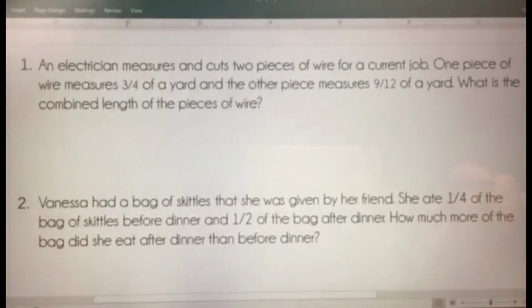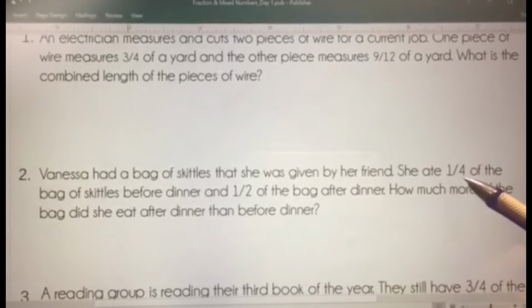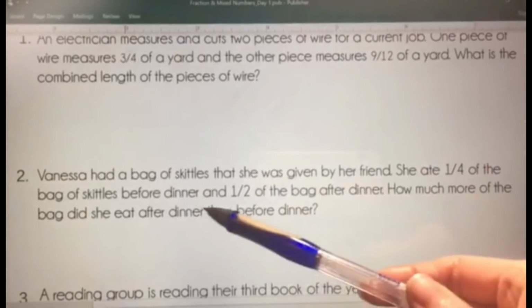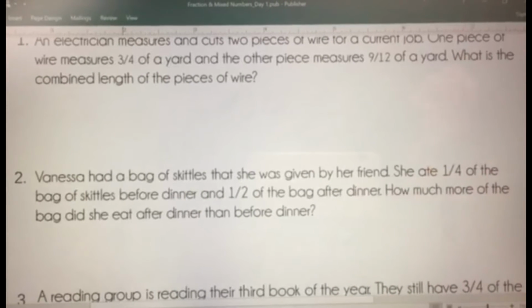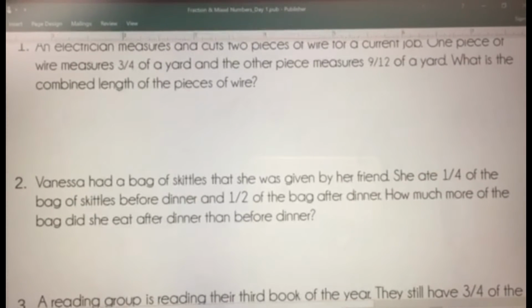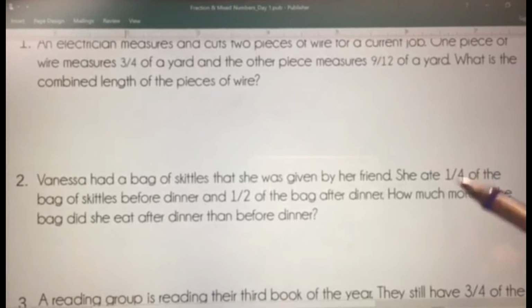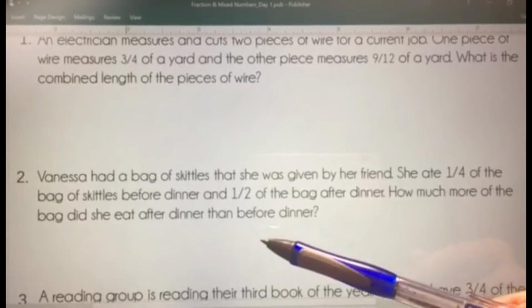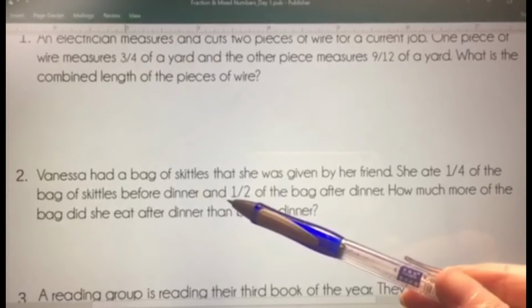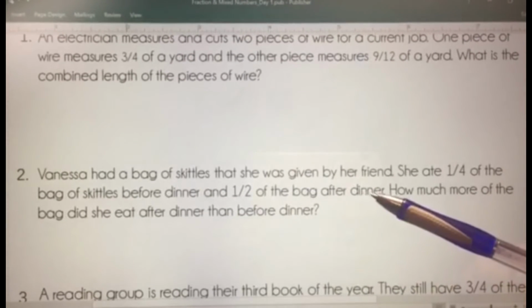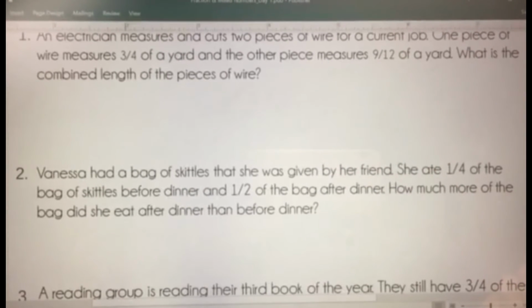Number 2, Vanessa had a bag of Skittles and she ate 1/4 before dinner and 1/2 after dinner. 1/4 of the bag before dinner, 1/2 of the bag after dinner. How much more of the bag does she eat after dinner than before dinner? So obviously she ate more after dinner than she did before dinner. But how much more is the question.